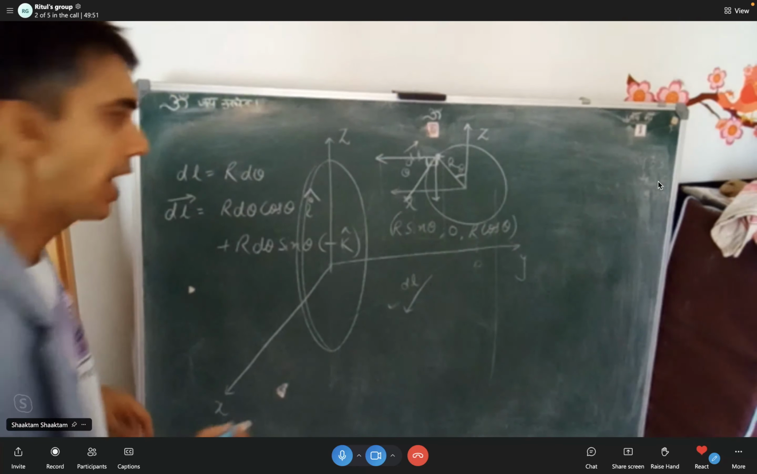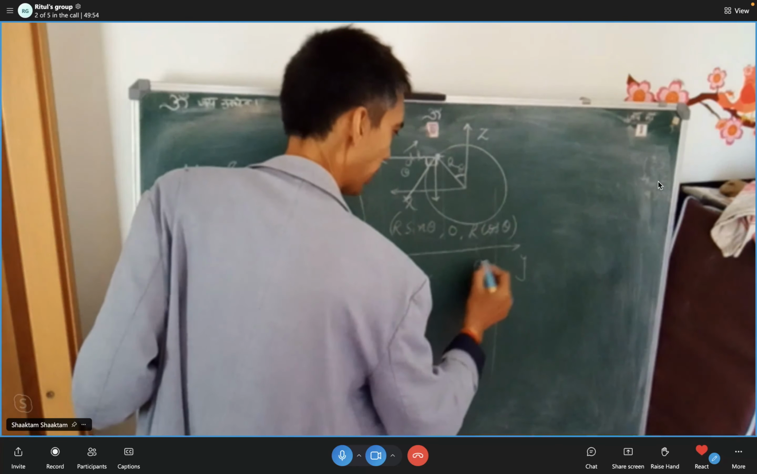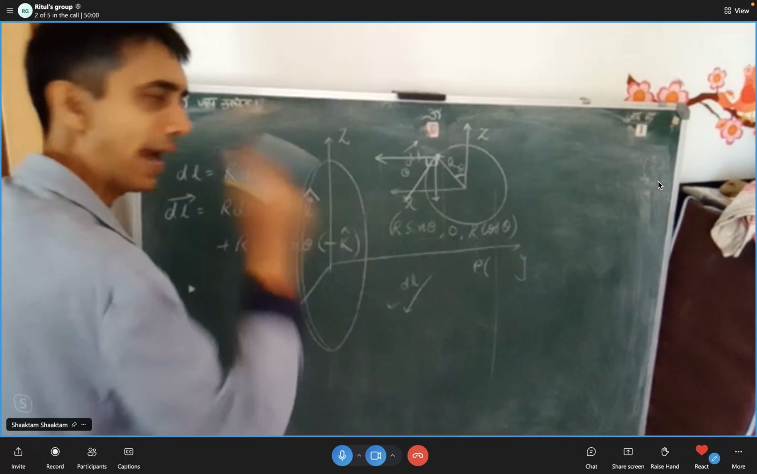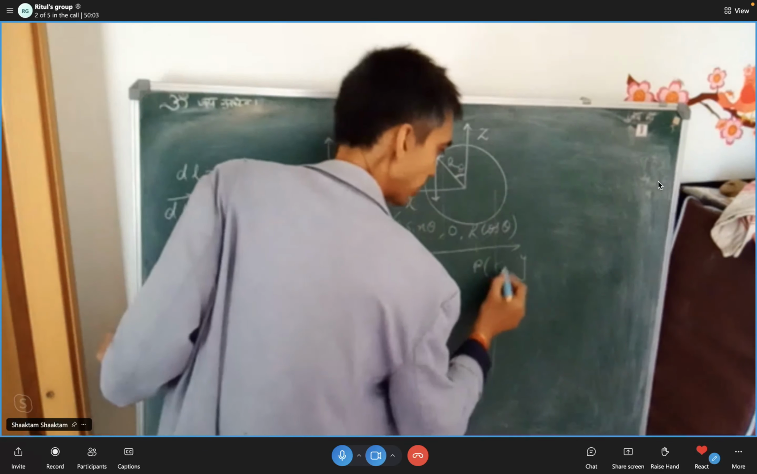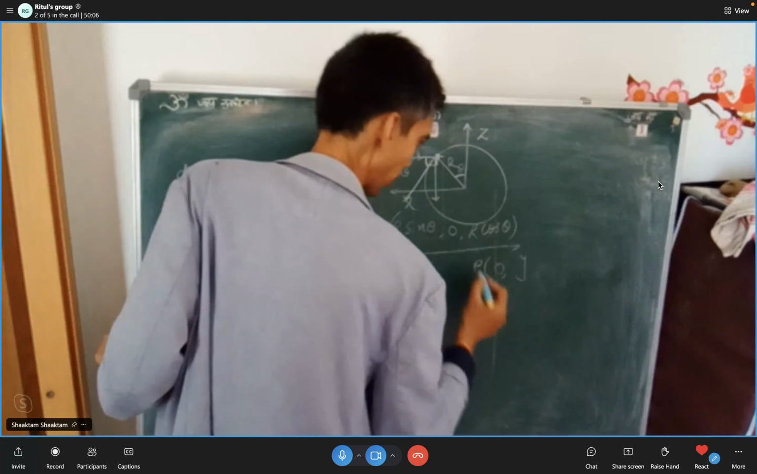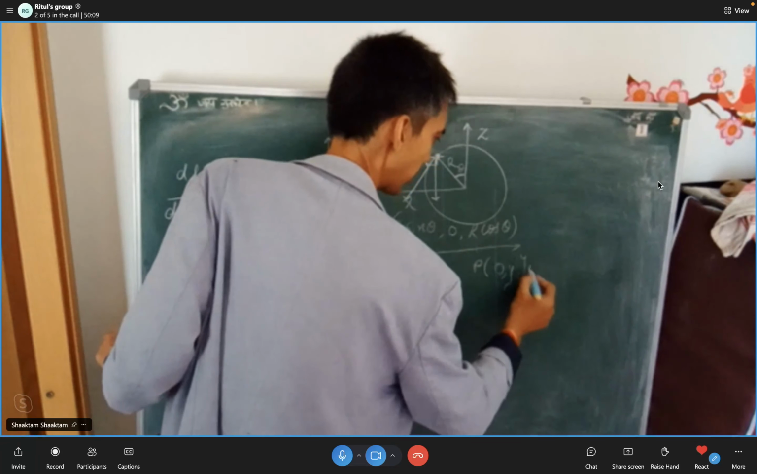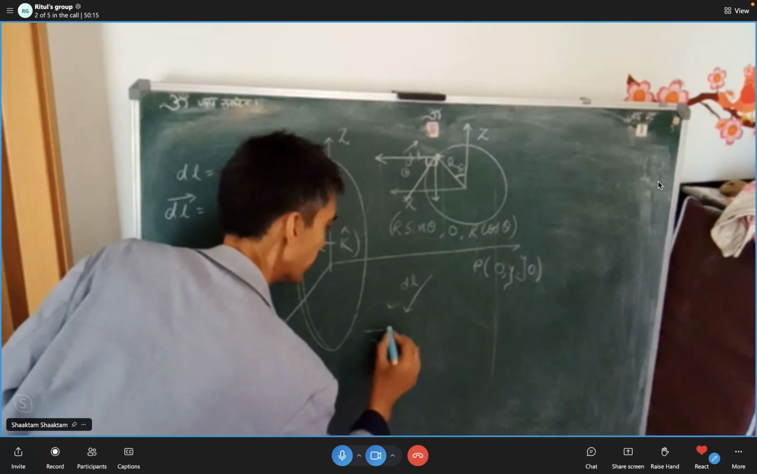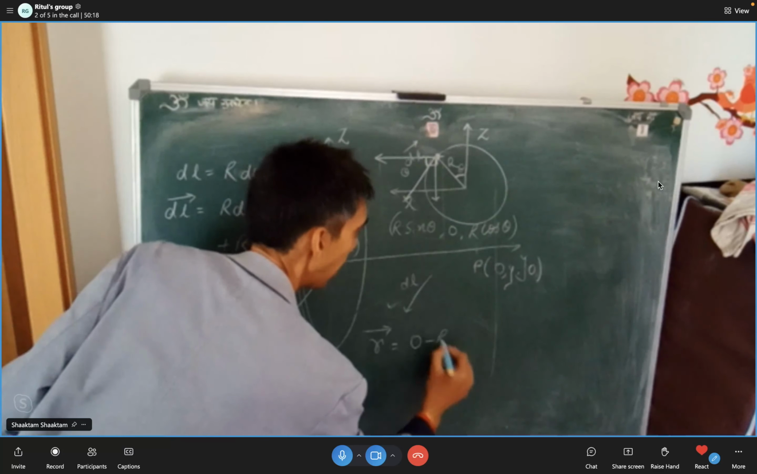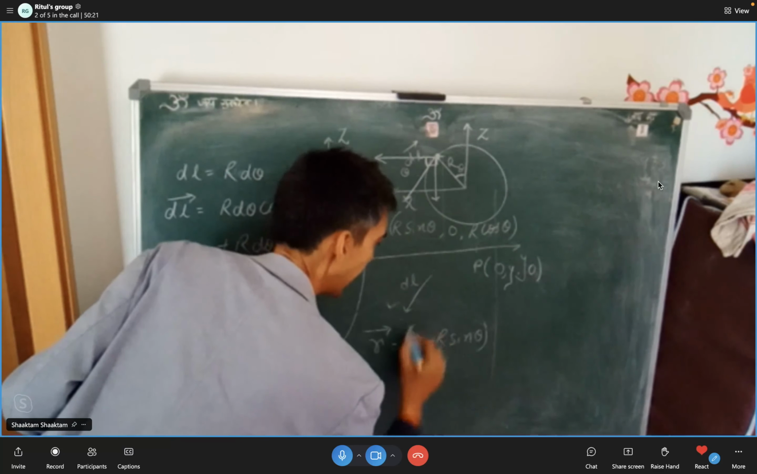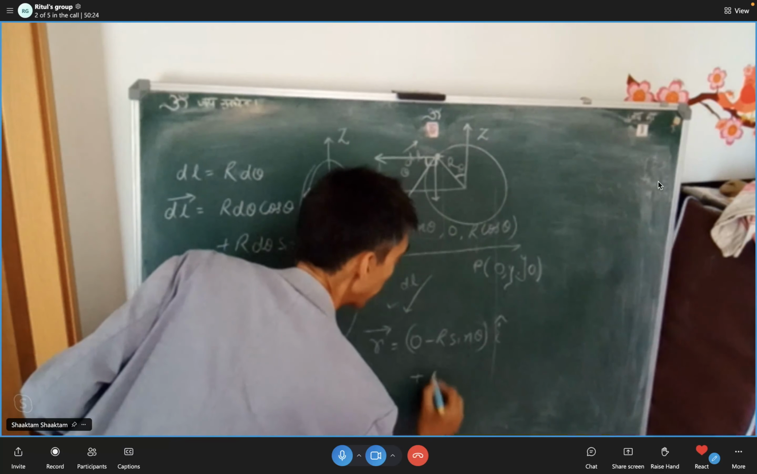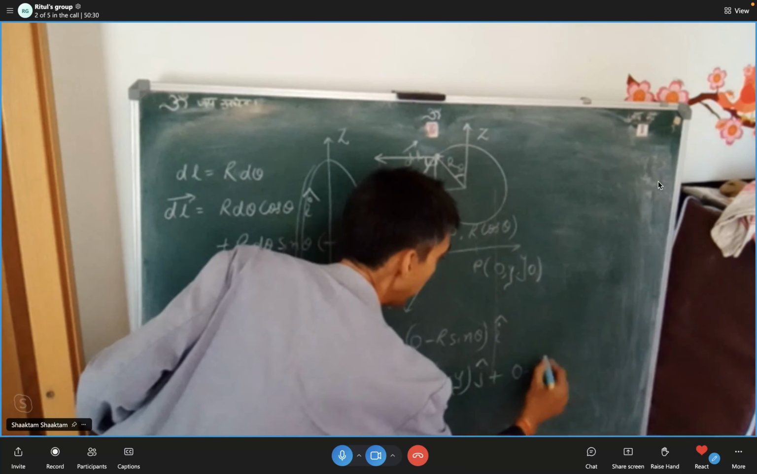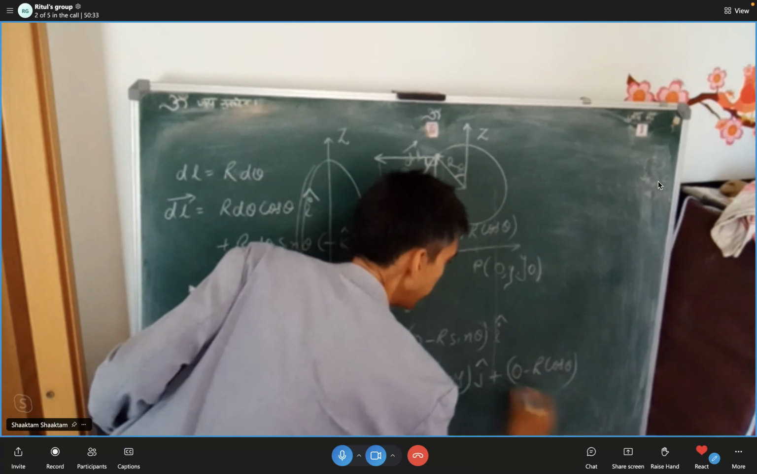And what about the head of the R vector? The head will point at the point of interest. And the point of interest falls on the y-axis, correct? So 0, comma something, comma 0. So y will be as per what we want to take. Let's say y, and z will be 0. Fine? What is r then? R vector is 0 minus r sin theta I cap plus 0 minus y j cap plus 0 minus r cos theta k cap.